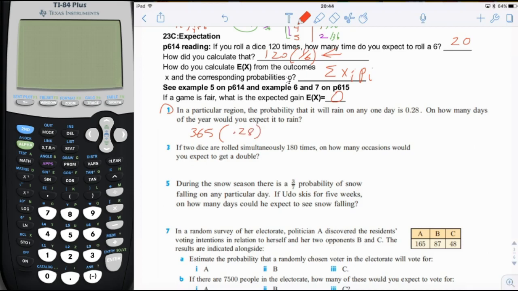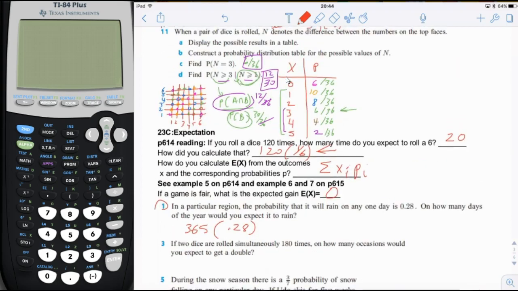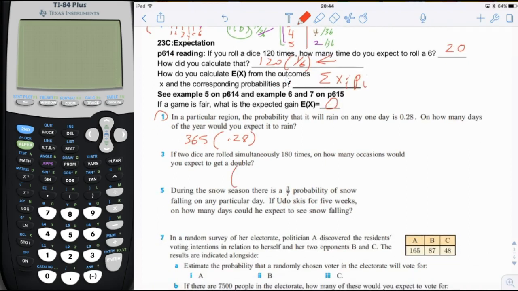Okay. 3. If 2 dice are rolled simultaneously 180 times, on how many occasions would you expect to get a double? We expect to get a double, and if you look at our grid here, you expect to get a double 6 out of 36 times. Okay, so the probability we're looking at here is 6 over 36. Okay, and if we roll 180 times, we're expecting to get 1/6 of those to be doubles. Okay.